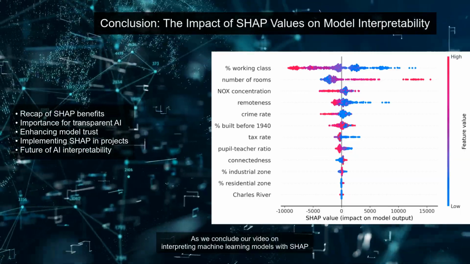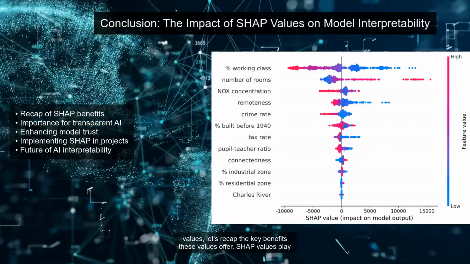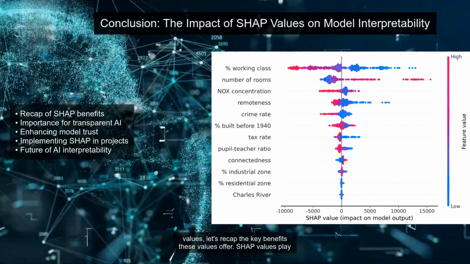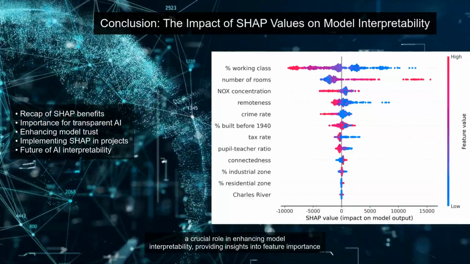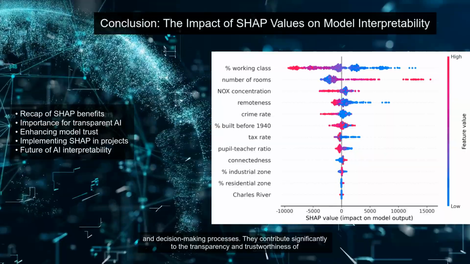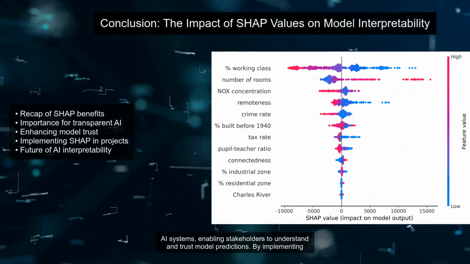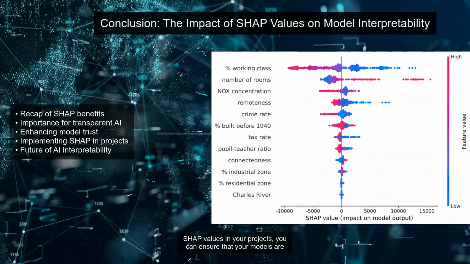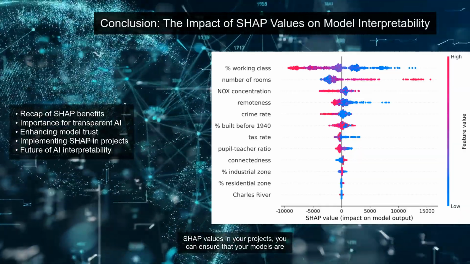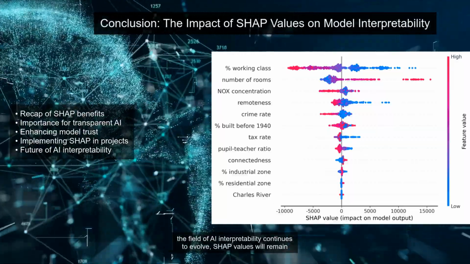As we conclude our video on interpreting machine learning models with SHAP values, let's recap the key benefits these values offer. SHAP values play a crucial role in enhancing model interpretability, providing insights into feature importance and decision-making processes. They contribute significantly to the transparency and trustworthiness of AI systems, enabling stakeholders to understand and trust model predictions. By implementing SHAP values in your projects, you can ensure that your models are both effective and explainable, meeting the growing demand for transparent AI.